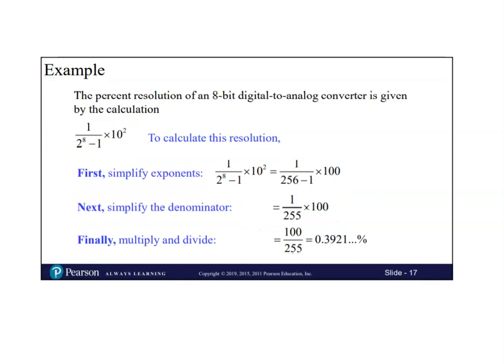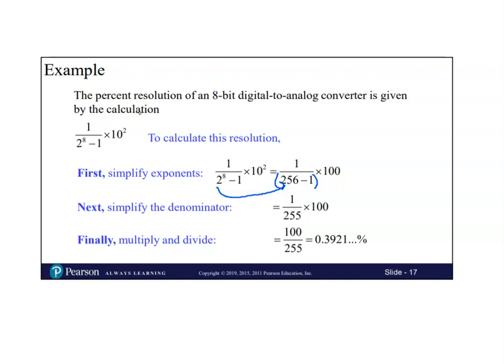The percent resolution of an 8-bit digital to analog converter is given by the calculation 1 over 2 to the 8 minus 1 times 10 squared. So if we wanted to type this in the calculator, if you've got the TI-84, I would use the fraction key to do that. If you don't, you want to do your order of operations. They didn't have any parentheses, but they simplified their 2 to the 8. Then they got 256 minus 1 on the bottom. And they went ahead and simplified that, because whenever you have a fraction, you want to treat it like it's parentheses and figure out what the top and the bottom are.